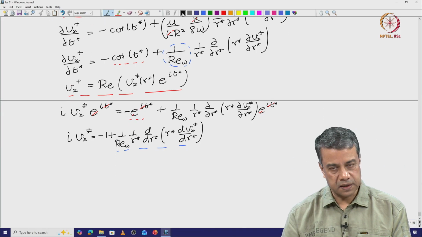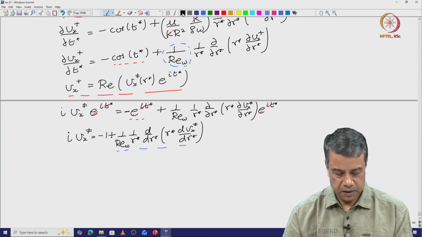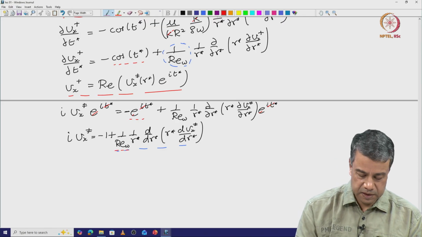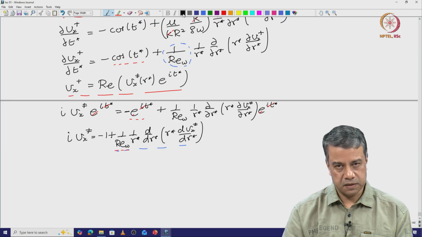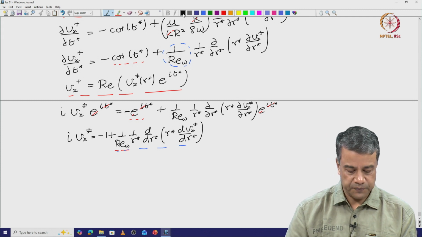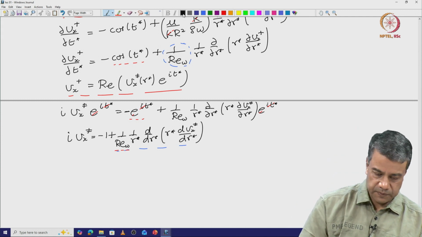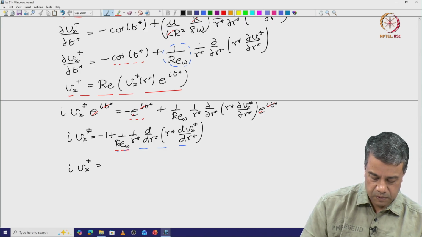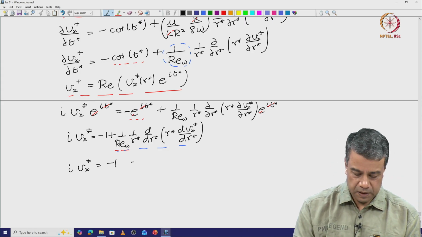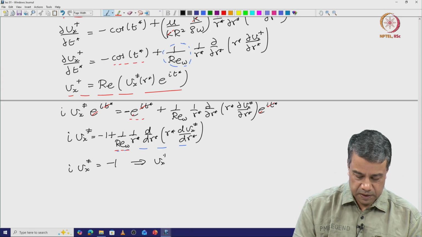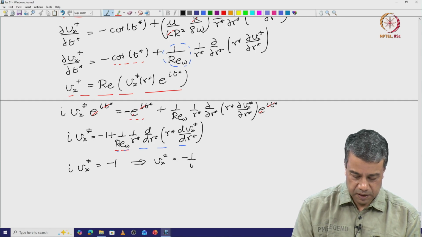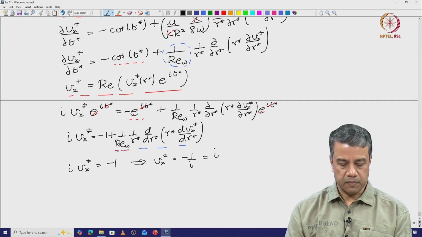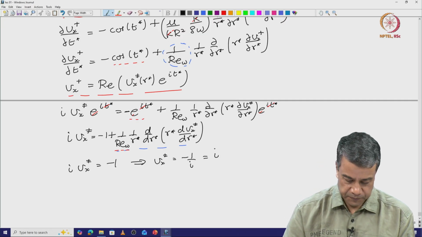Now, how do we solve this equation? You would naively assume that in the limit as the Reynolds number is very large, I can neglect this viscous term. So, if I neglect this viscous term, the equation just reduces to i Vx double dagger is equal to minus 1, which implies that Vx double dagger is equal to minus 1 by i, which is the same as i, because i square is minus 1. So, I have minus 1 is i square in the numerator.